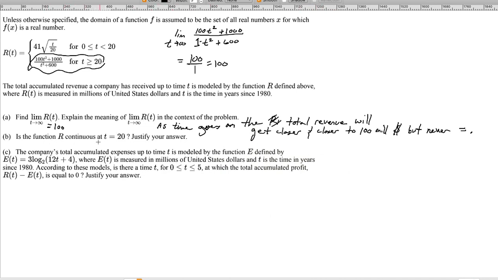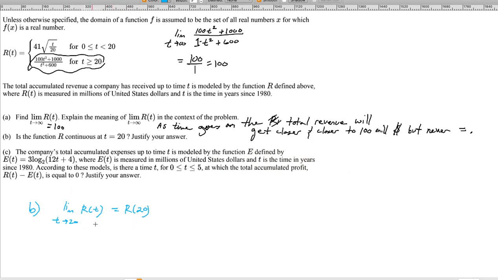Now it's asking, is the function continuous at t equals 20? And for this, you want to keep in mind your definition of continuity. So part B, is it continuous? That would mean that the limit as t goes to 20 of r of t should equal r of 20.